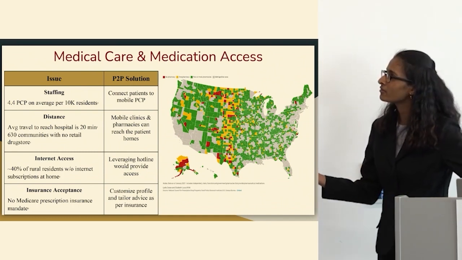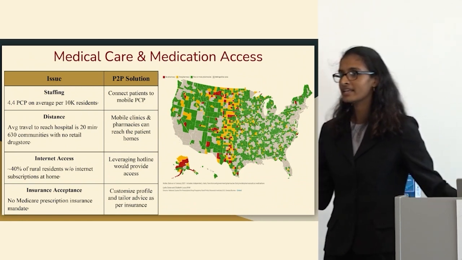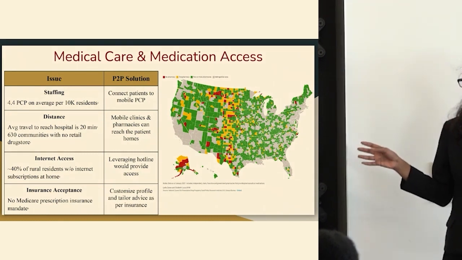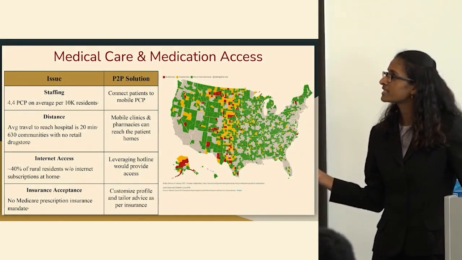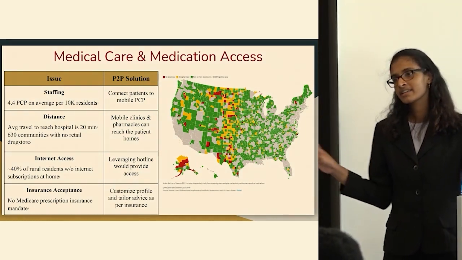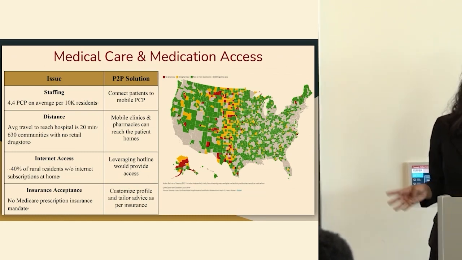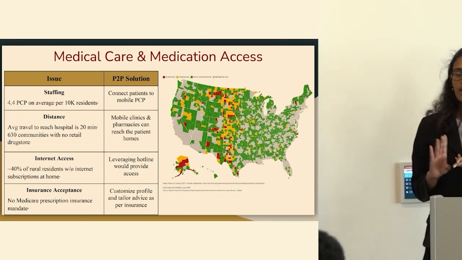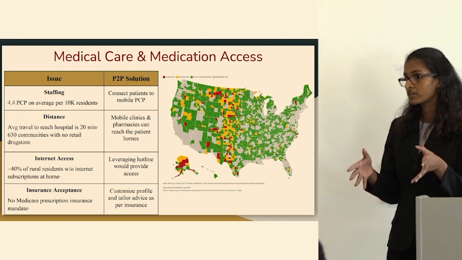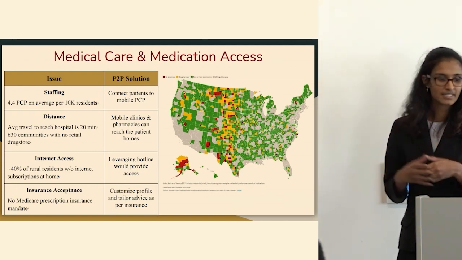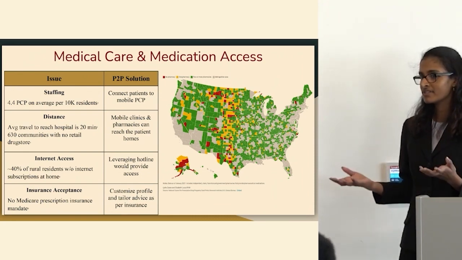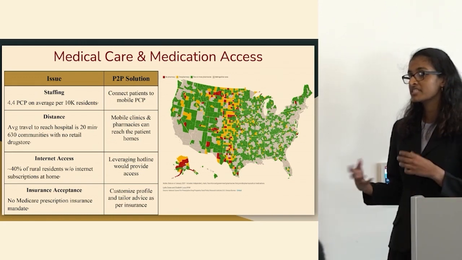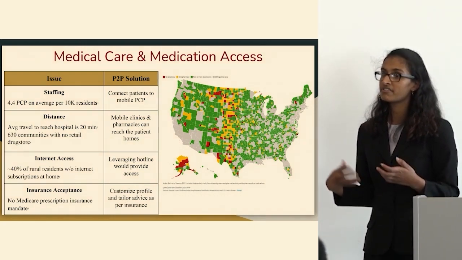The first being access to medical care and medication. Currently, there are multiple issues regarding getting rural communities access to medical care and medication. It can break down into four specific issues: lack of medical professionals in the region, long distances to brick and mortar facilities, internet access, which rural areas obviously don't have as much of, and a lot of pharmacies don't necessarily accept Medicare insurance.